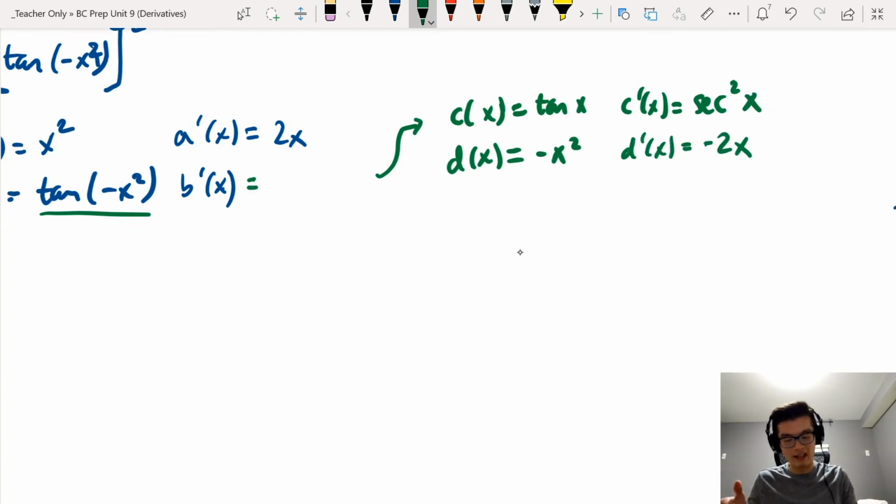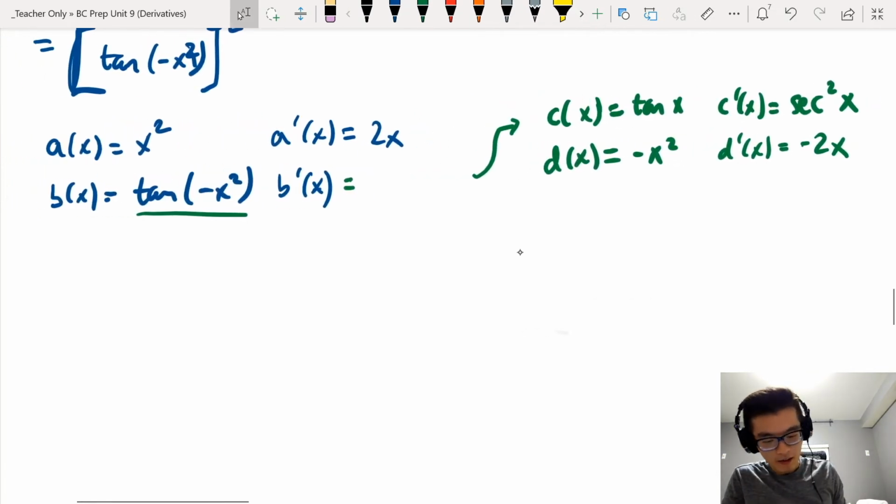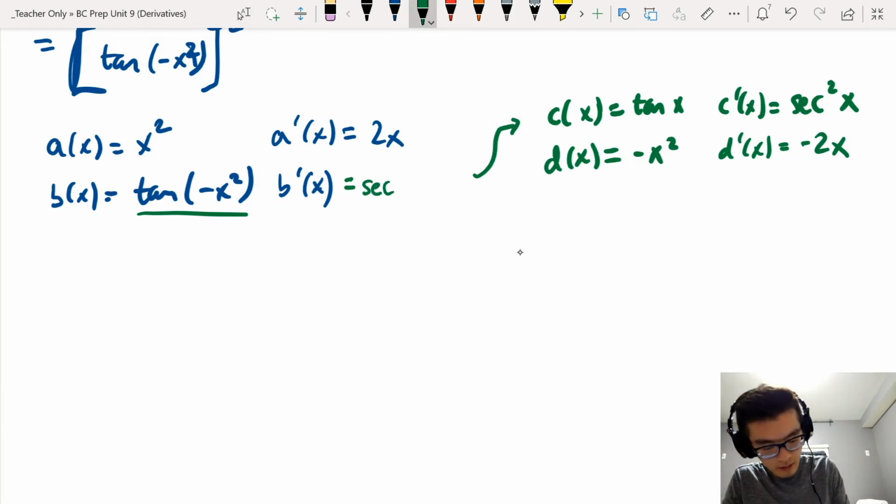Okay, so let's go back to b prime of x over here. What happens is we have to do the derivative of c of x, but replace x with d. So that becomes secant squared of negative x squared times the derivative of d of x. If I clean this up real quick, we're going to get negative 2x. Let's put it in front, and then we'll have the secant squared of negative x squared afterwards.